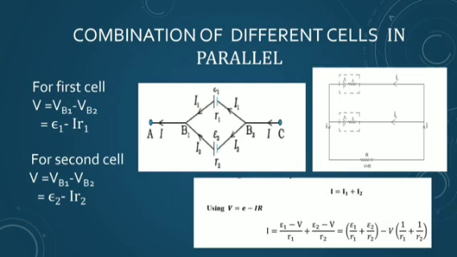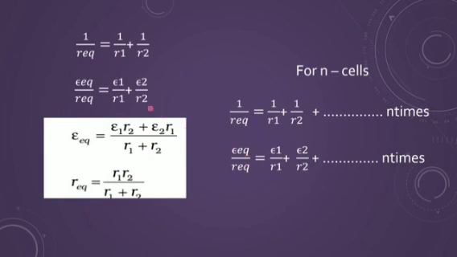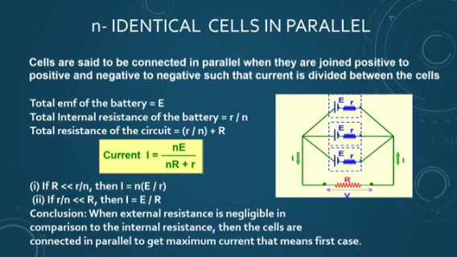So I can write the value of R equivalent: 1 upon R equivalent is 1 upon R1 plus 1 upon R2. And epsilon equivalent upon R equivalent comes out to be epsilon 1 upon R1 plus epsilon 2 upon R2. Or otherwise you can write the formula in this way for epsilon equivalent and for R equivalent. And if you want to write for n cells, then of course you can write this value n times. And this is again a very important formula, which can be used in many numericals.